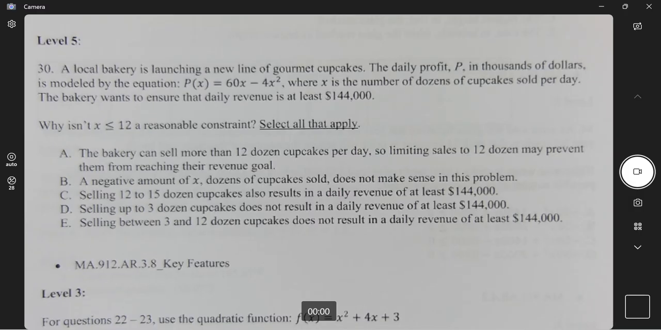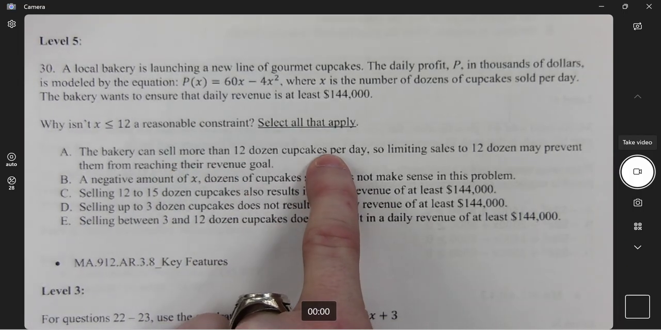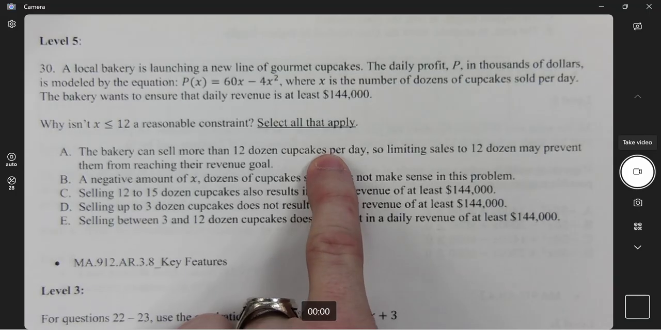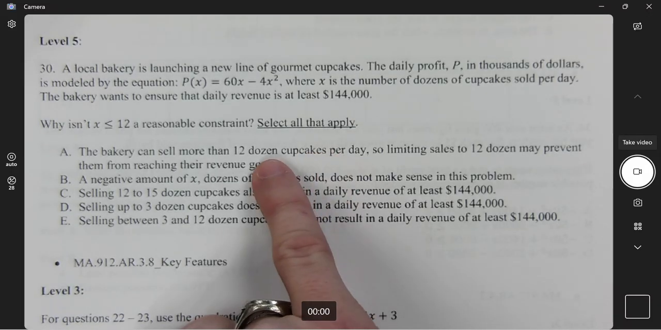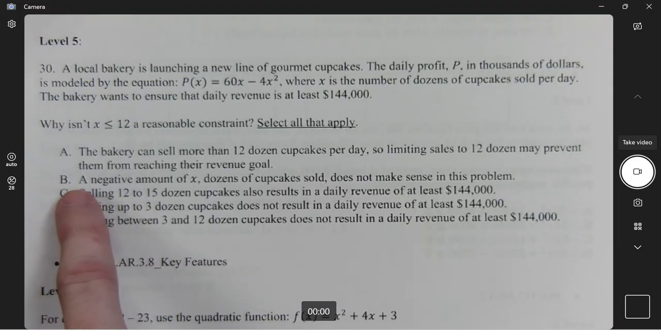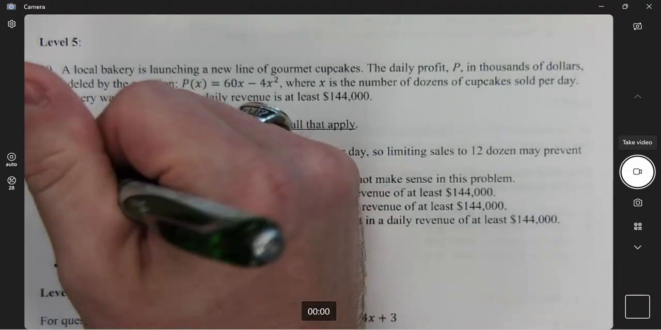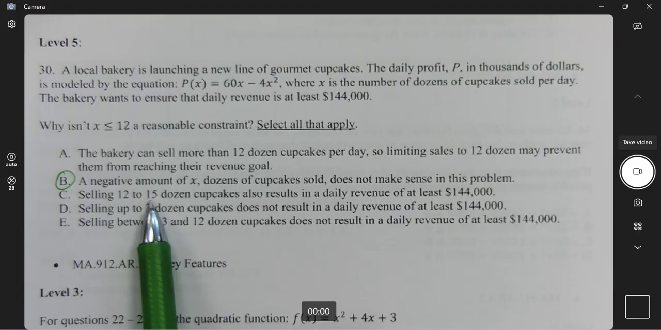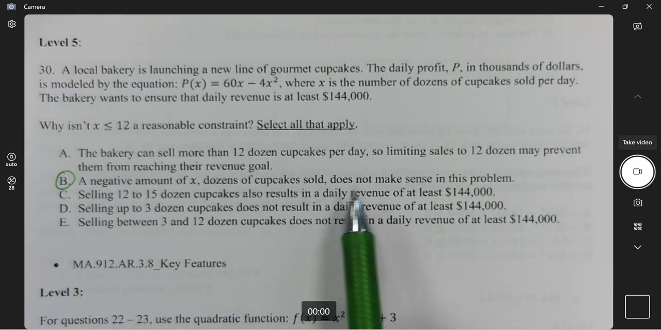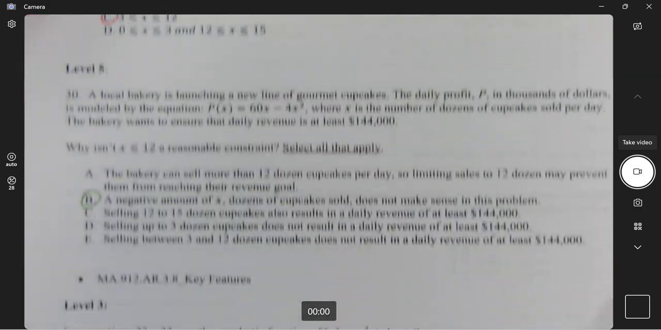So let's read these things. The bakery can sell more than 12 dozen cupcakes per day. I mean, they could, but you saw from Desmos that if you go for more than 12 dozen, unfortunately, you're outside of the shade of purple zone, so that makes no sense for us. A negative amount of cupcakes doesn't make sense. You're right, it does not. Selling 12 to 15 dozen cupcakes also gets you this profit. No, it doesn't. We just saw that you can only go from 3 to 12.